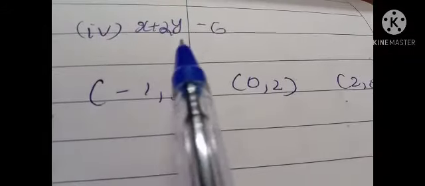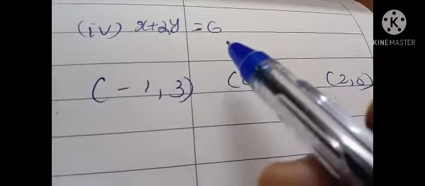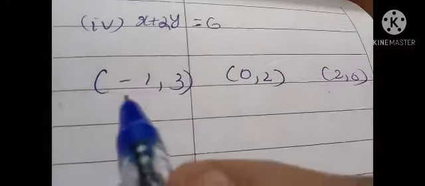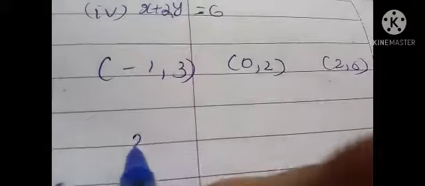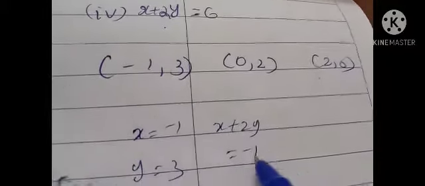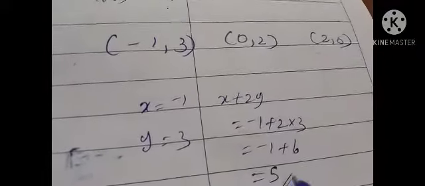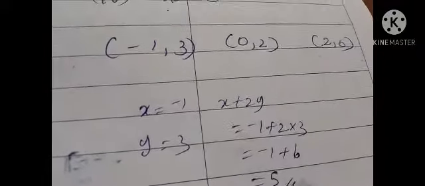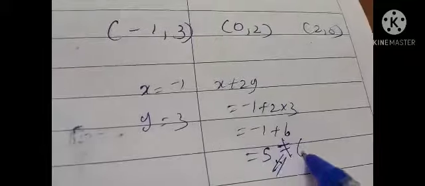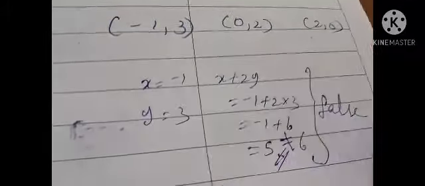The fourth choice is x plus 2y equal 6. For that, we can check each solution. First, x equal negative 1, y equal 3. So we have to find x plus 2y. That is negative 1 plus 2 into 3 equal negative 1 plus 6 equal 5. But what we want to get is 6. But here we got 5. So it is not equal to 6. So it is a false condition. The next, x equal 0 and y equal 2.